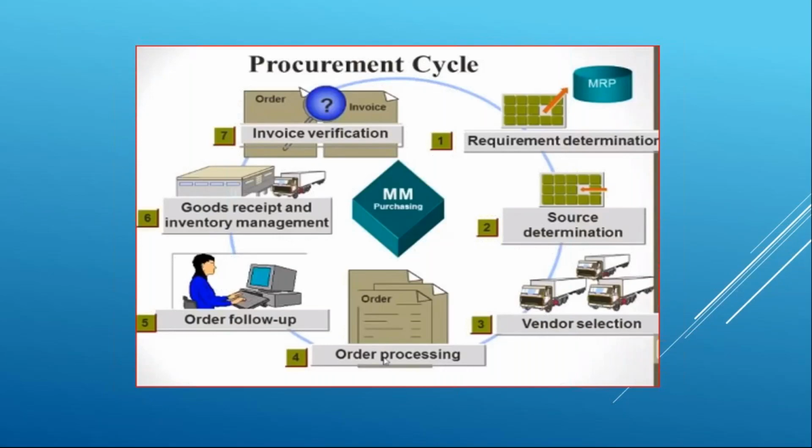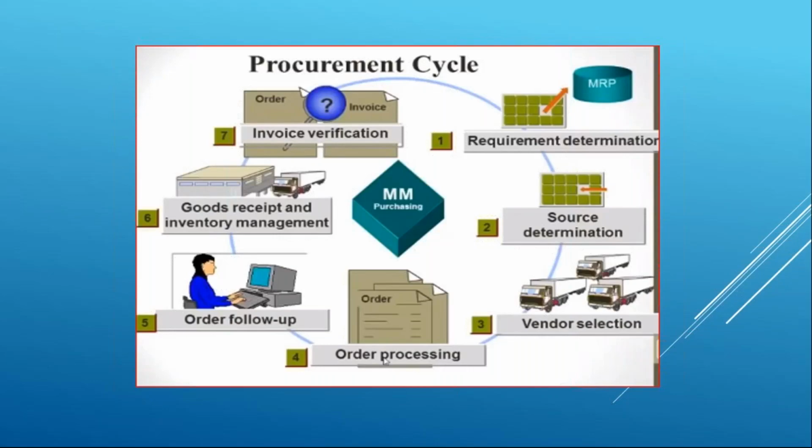So requirement determination is nothing but the purchase requisition or indent which gets created in the system either automatically or manually. MRP is a concept which I will explain, called materials requirement planning. This concept will trigger the creation of a purchase requisition automatically in the system. Or else a person will create a purchase requisition in the system, generating a requirement. That requirement will come to the purchasing team, who will contact multiple vendors and determine a source, meaning a vendor out of multiple vendors.